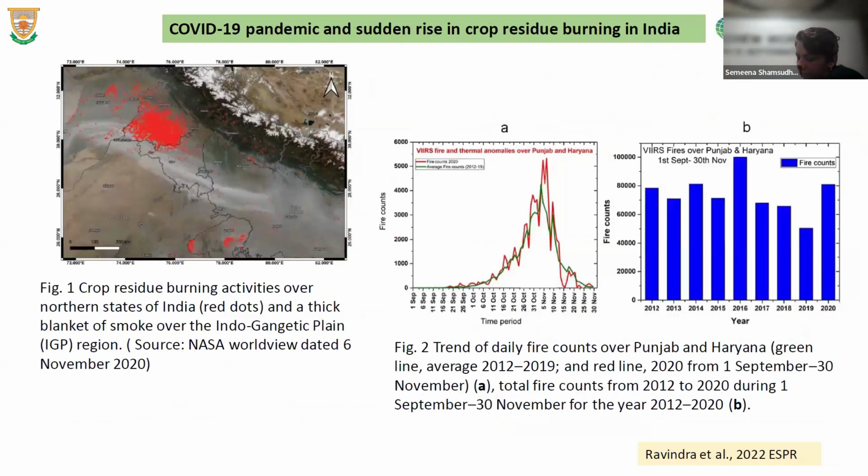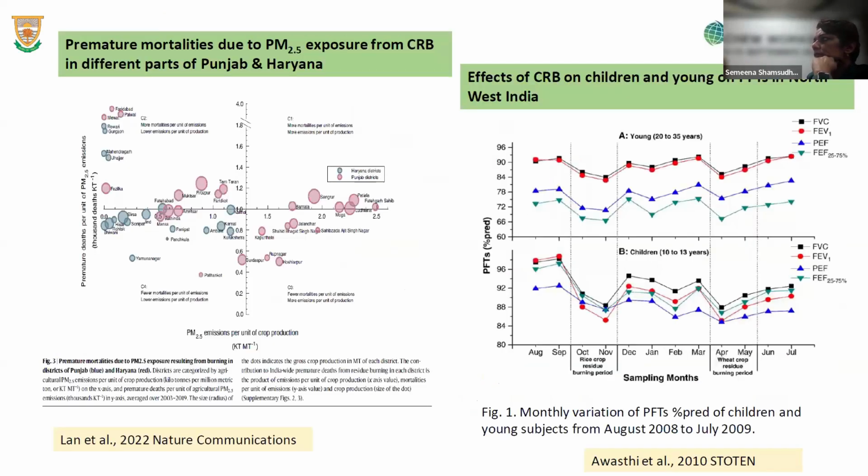Then there is a trend during the COVID-19 pandemic, that is during the lockdown period, especially in 2020. The fire counts were found to be very high during the pandemic, approximately 80,864 counts, which is high as compared to 2017, 18 and 19. And it is a clear signature that it has been impacting human health also.